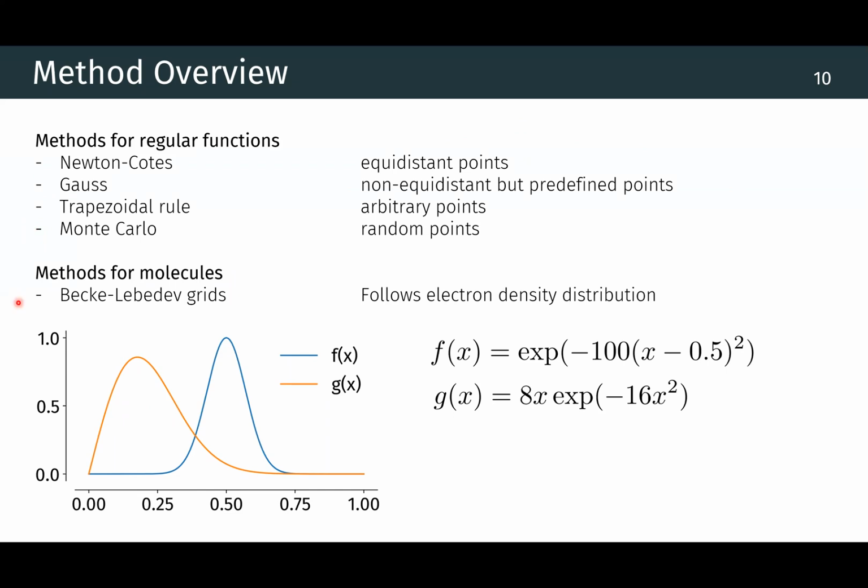Now, if you want to do molecules, then you would like to have a very special integration grid that is more suited to the purpose, and we're going to discuss this. This grid is called a Becke-Lebedev grid, and it's designed to be suited for electron densities. So in the molecular context, you're likely going to use this. For plain functions, you're likely going to use one of those. Okay, so let's have a look at the simplest one, Newton-Cotes.